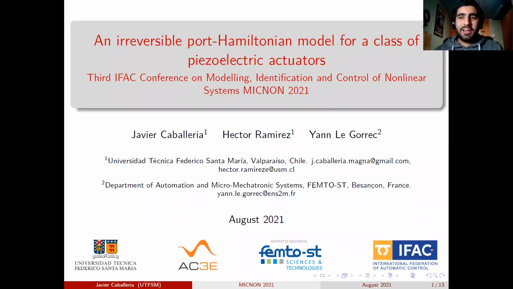Hello everyone, my name is Javier Caballeria and I'm going to present an irreversible Port-Hamiltonian model for a class of piezoelectric actuators. This work was made in collaboration with Héctor Ramírez from Universidad Técnica Federico Santa María in Chile and Jean Legorre from FEMTO-ST in France.